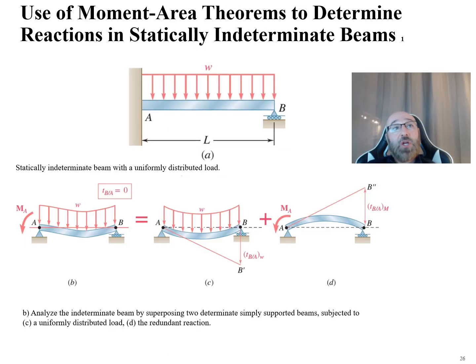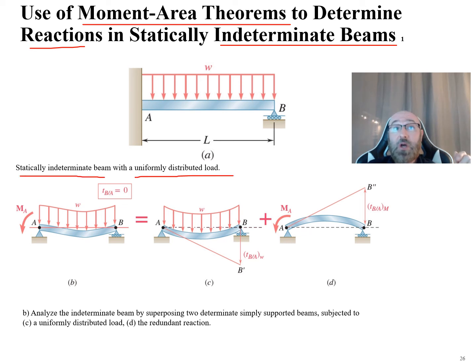So next we want to take a look at the use of the moment area theorems to determine reactions in statically indeterminate beams. So we can see in our diagram here, we have a statically indeterminate beam with a uniformly distributed load. So here's our W, our uniformly distributed load, but it's statically indeterminate because we have this extra reaction right here for the support at B. So that makes it statically indeterminate.